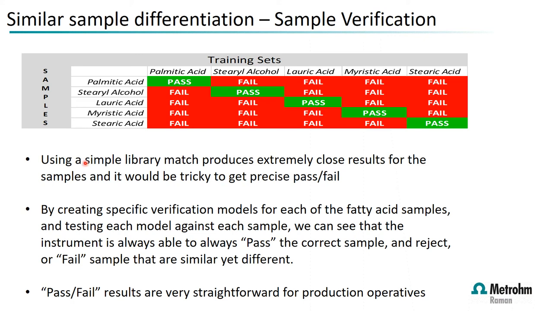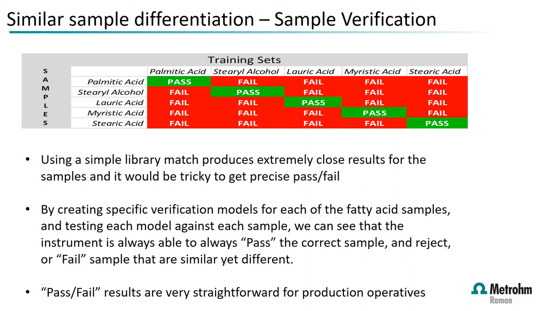And in practicality terms, this is exactly what you look to see. So we train the system as to what each of the raw materials looks like, and we expect to see, when we scan those particular samples, a pass on the correct one and a fail on all of the alternatives. So this will effectively give you confidence that you're getting the correct score.